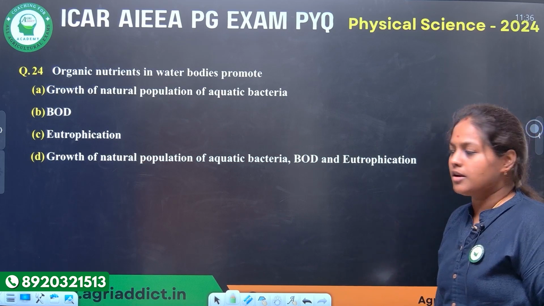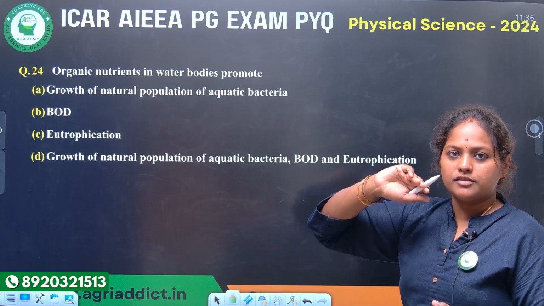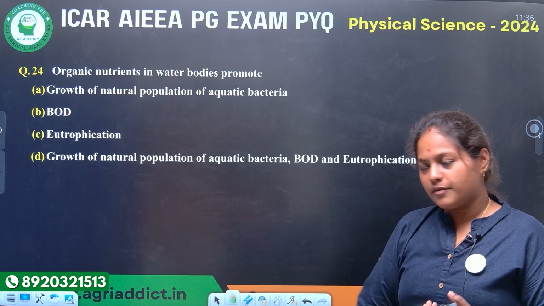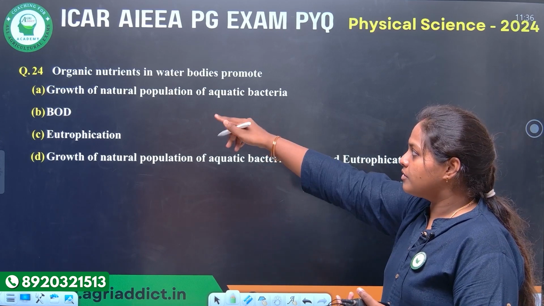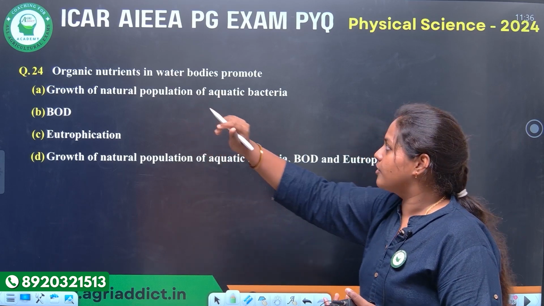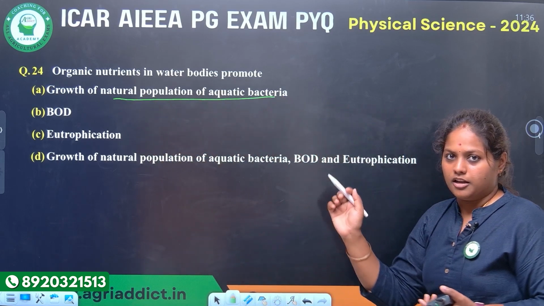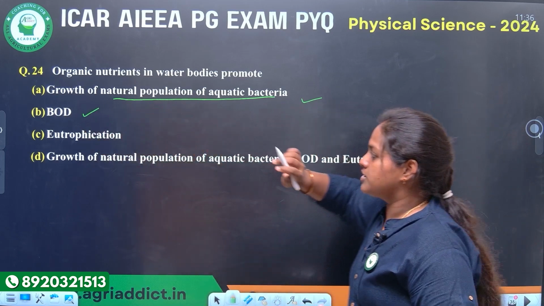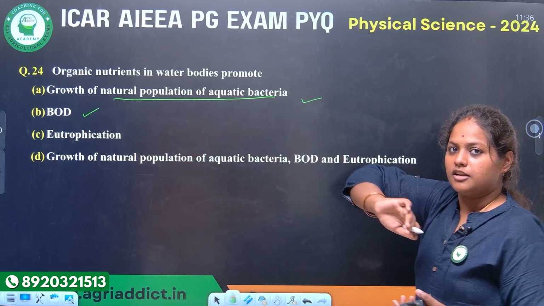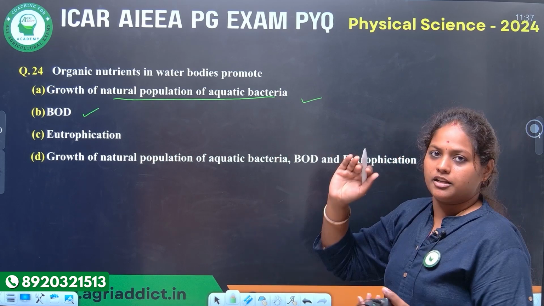Question number 24. Organic nutrients in water bodies promote. In water bodies, not only water, there are many sediments present, and in the sediments many nutrients are present. So, they are talking about organic nutrients in water. They will promote growth of the natural population of aquatic bacteria. True. Next, biological oxygen demand. What is biological oxygen demand? The oxygen that is depleted due to the activity of living organisms present in the water.